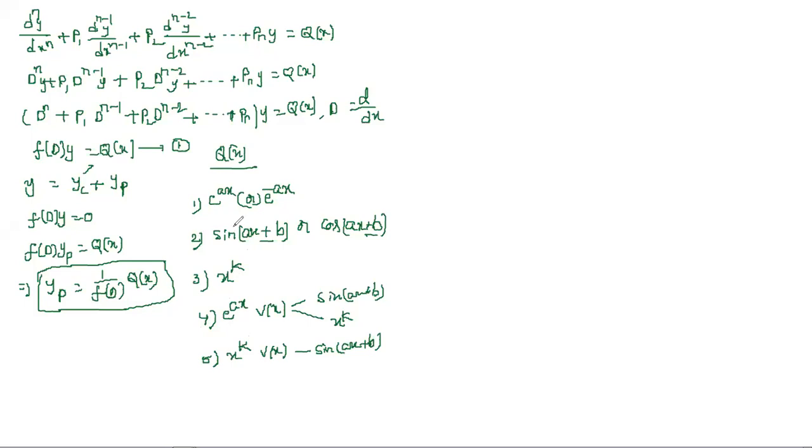First part, five models here. Type 1 is the exponential one, and type 2 is the trigonometric one, sine or cos, and the third type is polynomial x power k. And next, the fourth type has e power ax into v of x, and the fifth type x power k into v of x. So these are the five models.